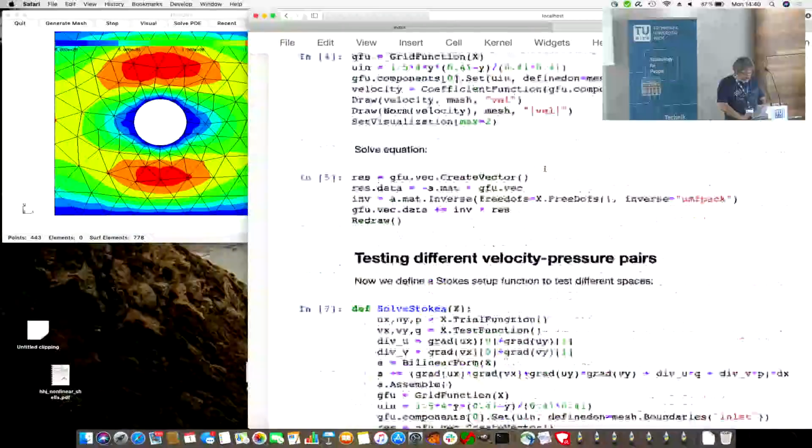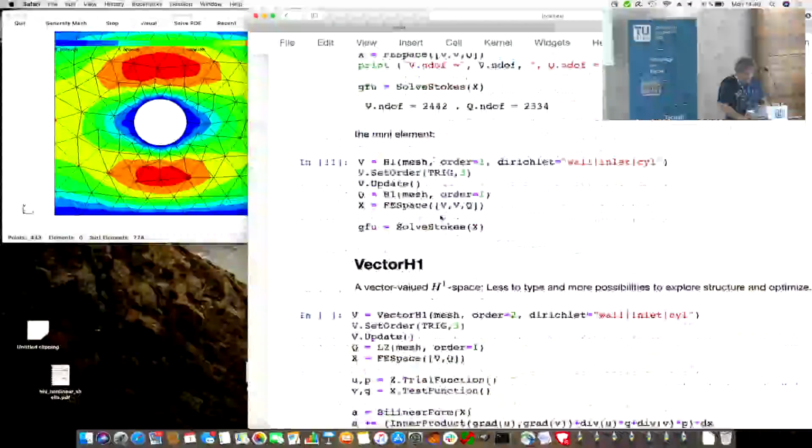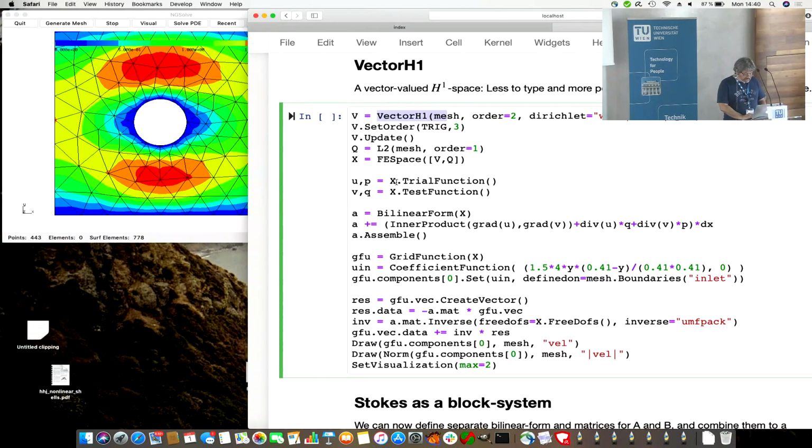Okay, so what we had here is a compound space of 3 components, an H1, and a space for the pressure, H1 L2. And we are doing the work twice for the first 2 components. And for this, we have a vector H1 space, which tells us it has 2 components, which are the same finite element spaces. And it can optimize operations, and it can simplify the syntax. So the trial functions are now U and P, where U is already a vector from the vector H1.